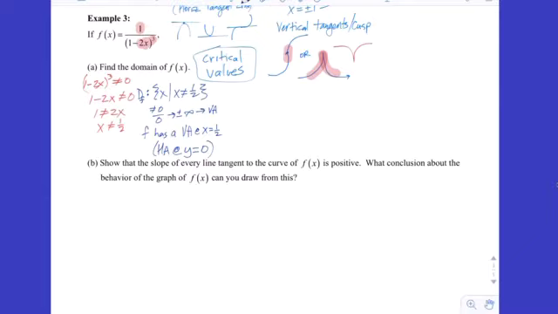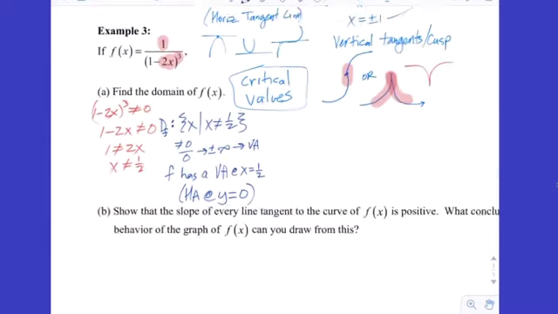All right, part B, this is what it's leading up to. Show that the slope of every tangent line is positive. How are we going to do that? What function do we have that gives us information about tangent lines? The derivative, yeah. So we need to find the derivative.